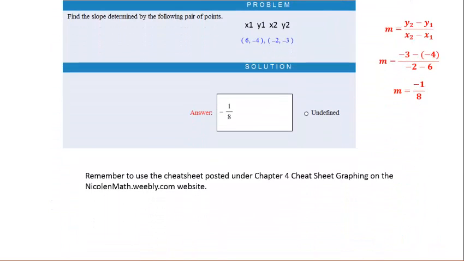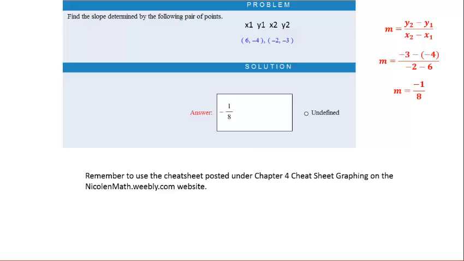Okay, here's a slightly new topic. In this example, they're going to give us 2 sets of points. And all we need to do first is find the slope. And that is simple enough. We use m equals y2 minus y1 over x2 minus x1. That is the slope formula.